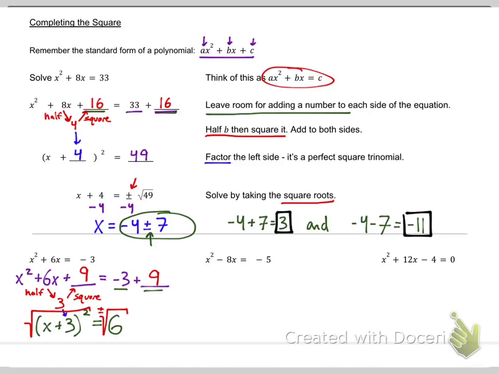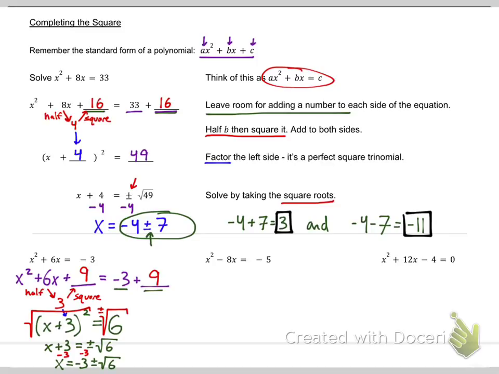The square root of 6 is not a nice number, so I'm going to leave it like the square root of 6, plus or minus the square root of 6. And now to get x by itself, I'm simply going to subtract 3 from both sides. So we get x equals negative 3 plus or minus the square root of 6. That's actually the nicest way to write it because we can't simplify the square root of 6.